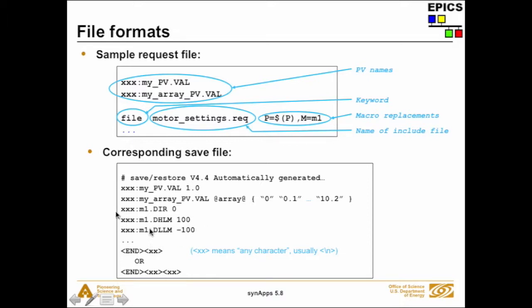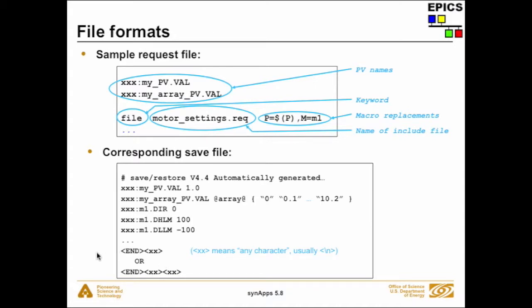And these files resulted from the motor settings.rec file. And there's a whole bunch of those. I'm not going to show them all. And one important thing is that the save file has to end like this. Oops, I can't highlight anything. It has to end like this.